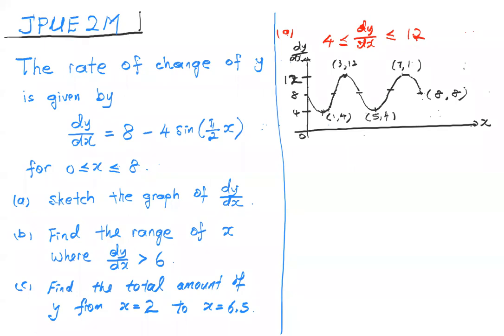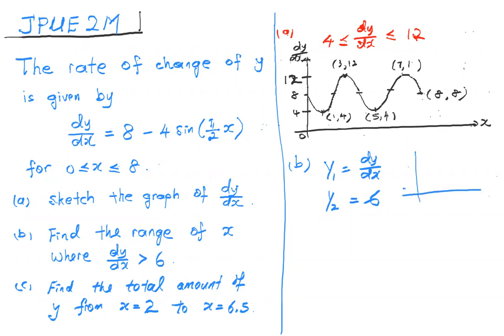Okay. Then for part B, they say find the range of x where dy dx is more than 6. Okay. So now my y1 is dy dx. Okay. So I'm going to key into my y2 as 6. Please do so. Okay, then I put the graph.